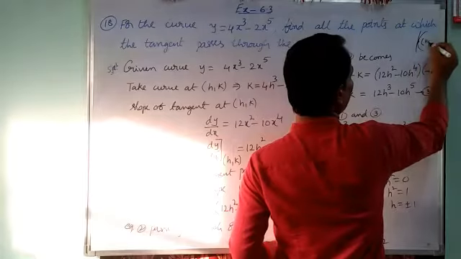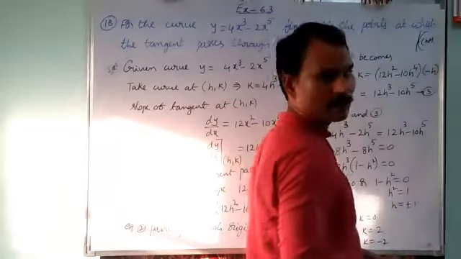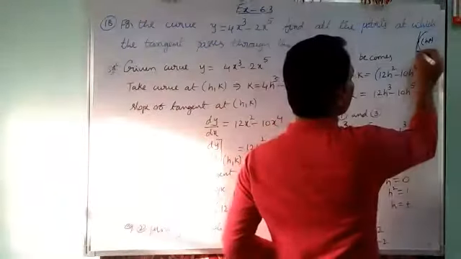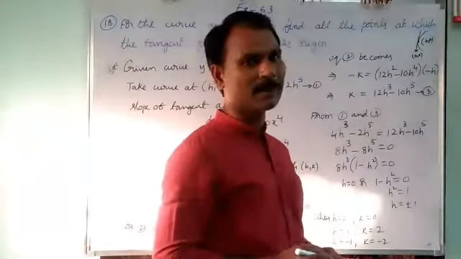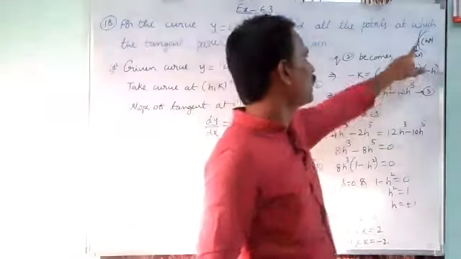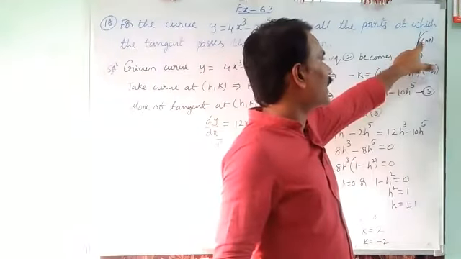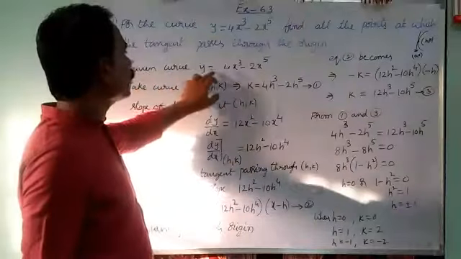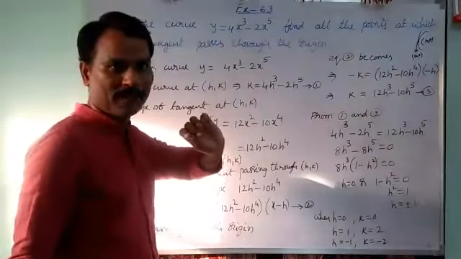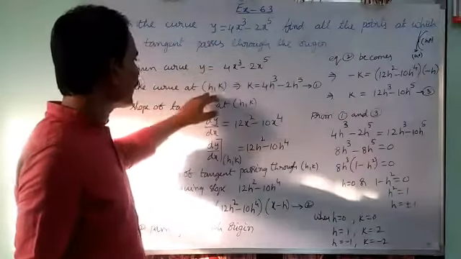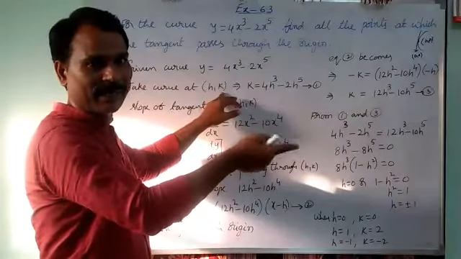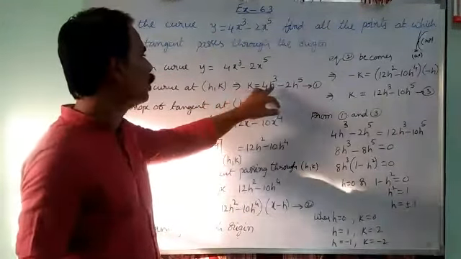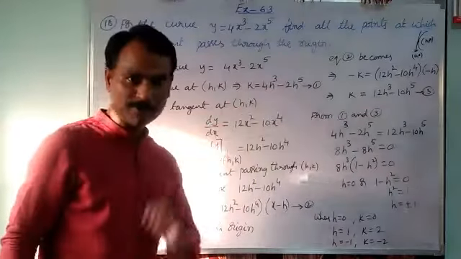This point is h comma k. Somewhere the origin 0, 0 is there, and all tangents are passing through 0, 0. That means this line meets the curve at h comma k. That's why, given the curve y is equal to 4x cube minus 2x to the power of 5, at the point h comma k, instead of x take h and instead of y take k. By that, k is equal to 4h cube minus 2h to the power of 5.